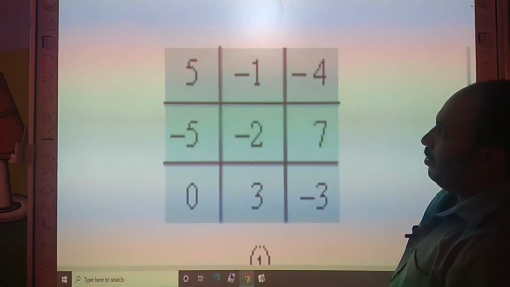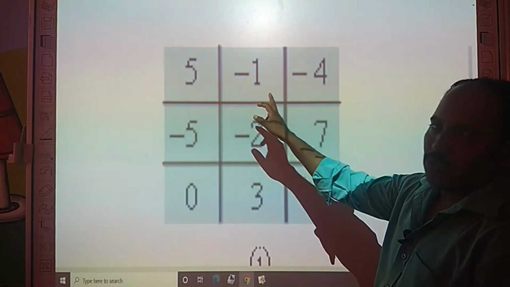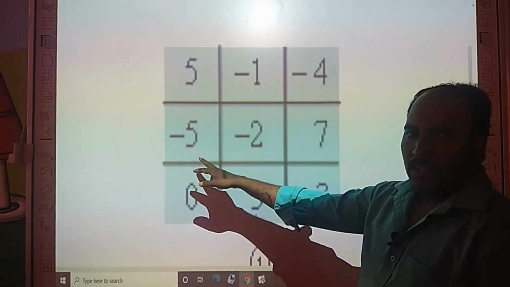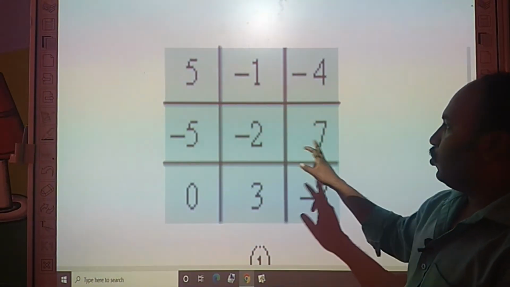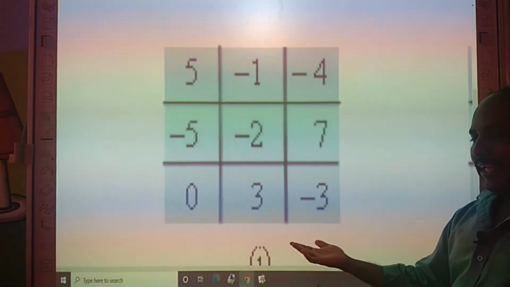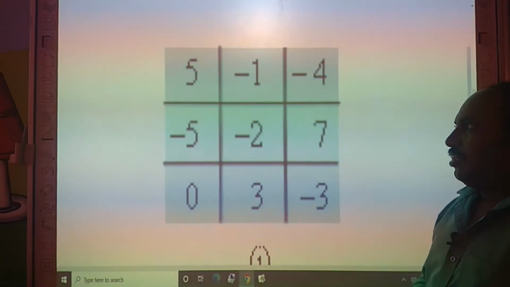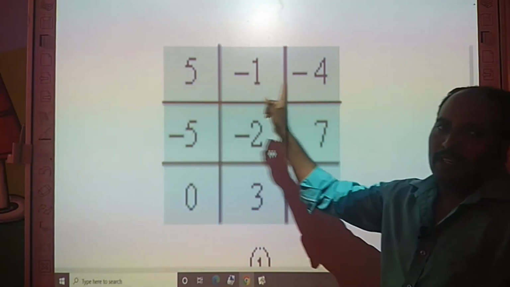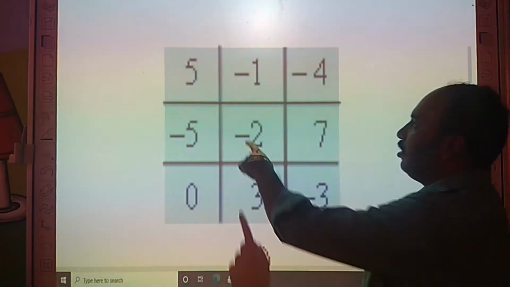It is a magic square. The rows are 5, minus 1, minus 4; minus 5, minus 2, plus 7; and 0, 3, minus 3. First we have the first row.